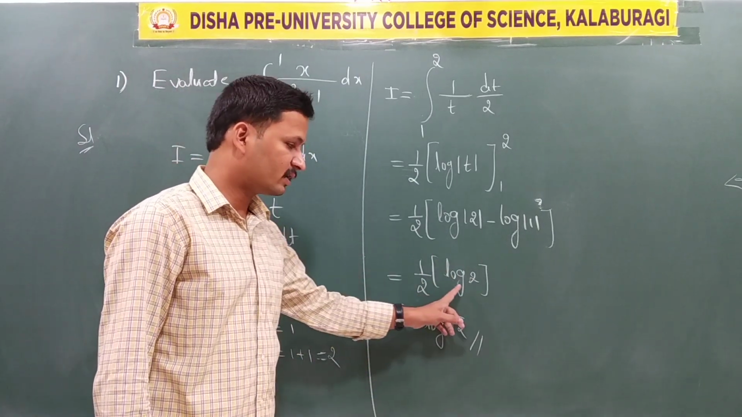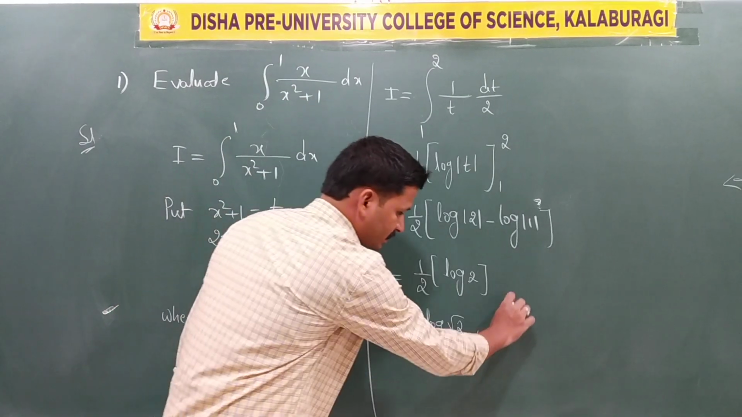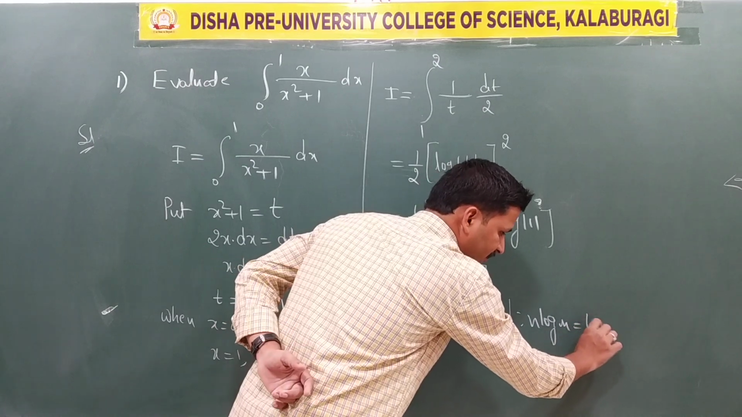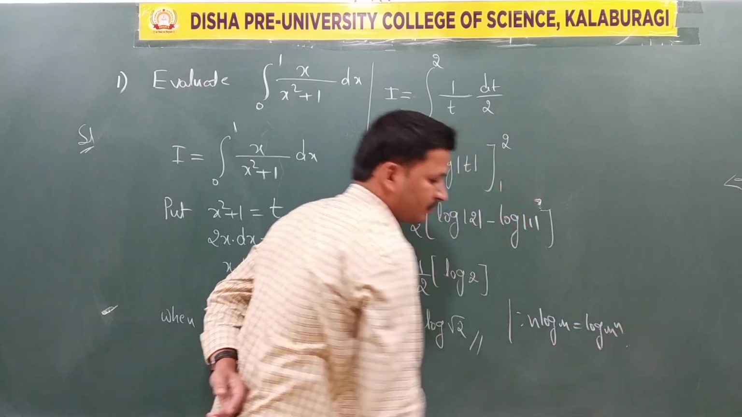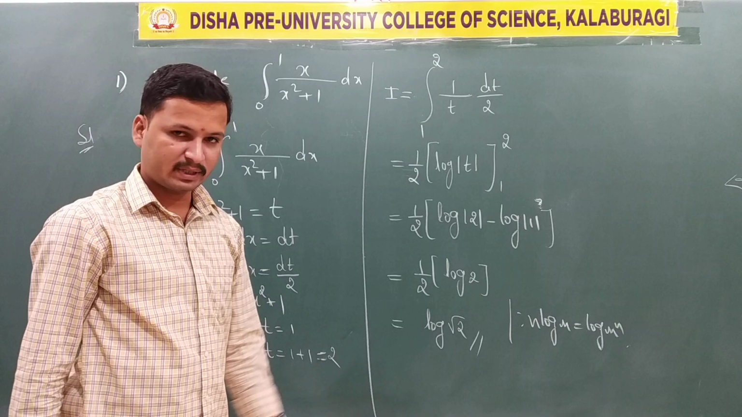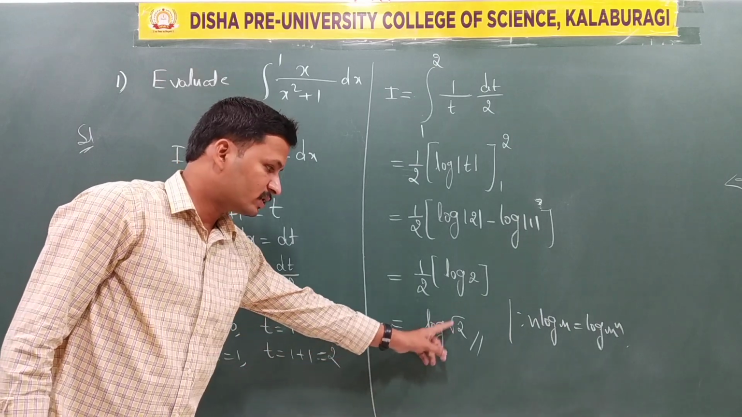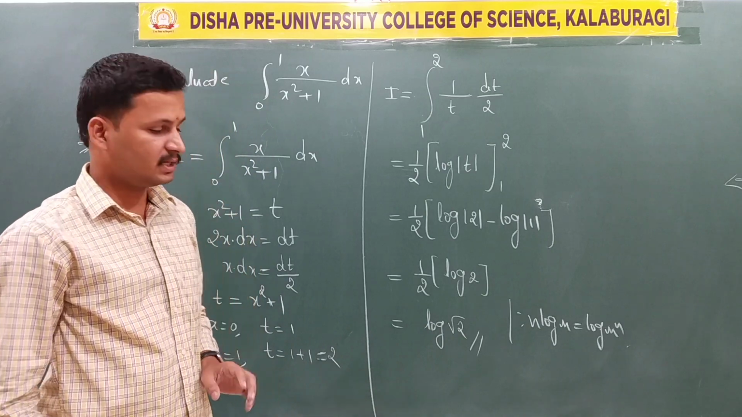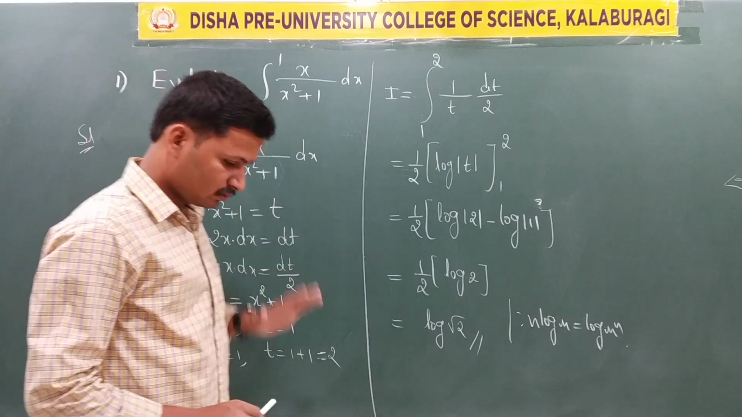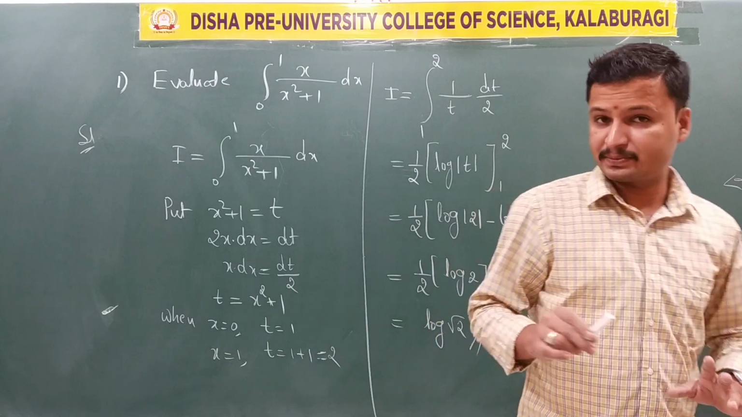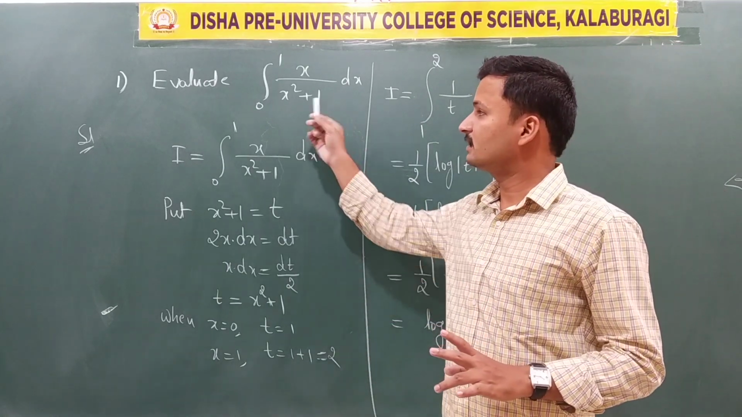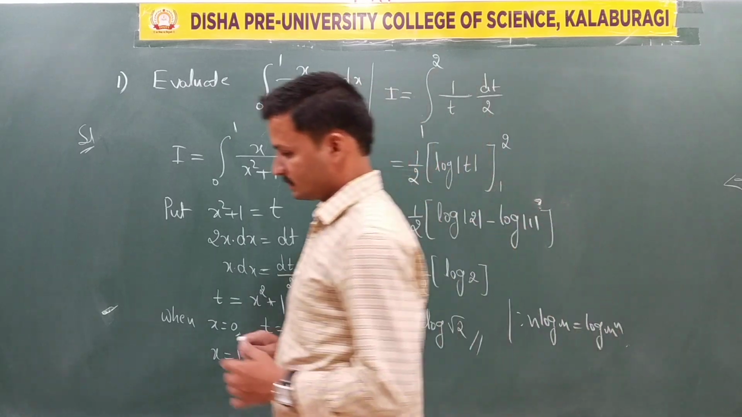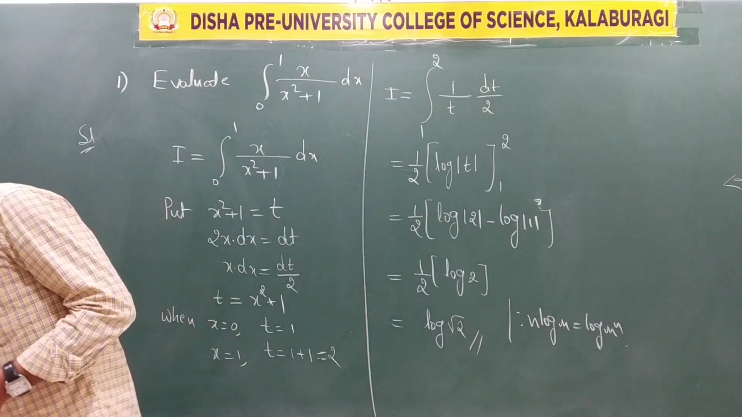That is the n log m property: n times log m equals log of m to the power n. So 1 by 2 log 2 can be written as log of 2 to the power 1 by 2, and 2 to the power 1 by 2 is root 2. So here we used the substitution method to solve this definite integral along with the fundamental theorem of calculus. So, next problem.